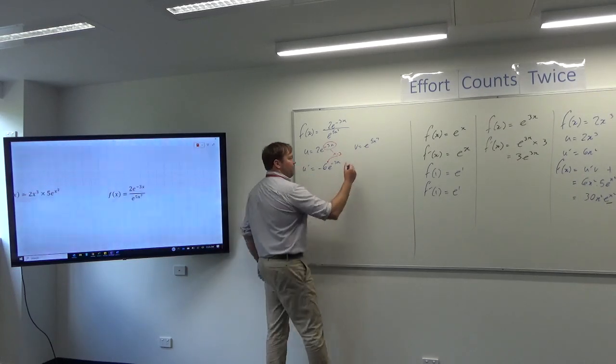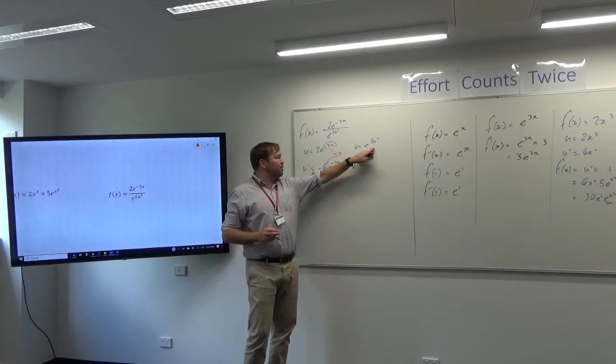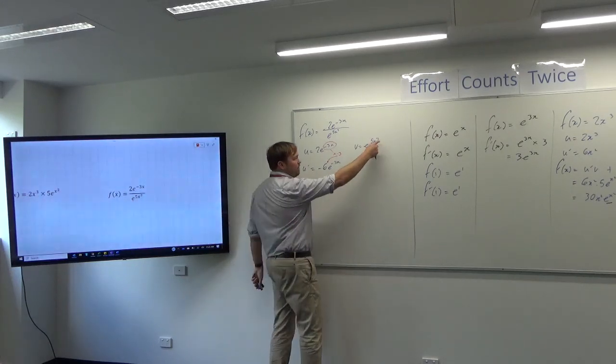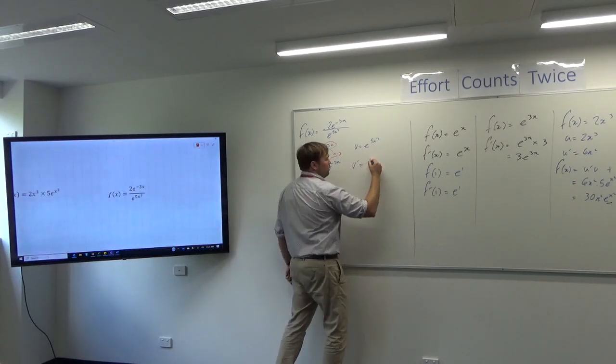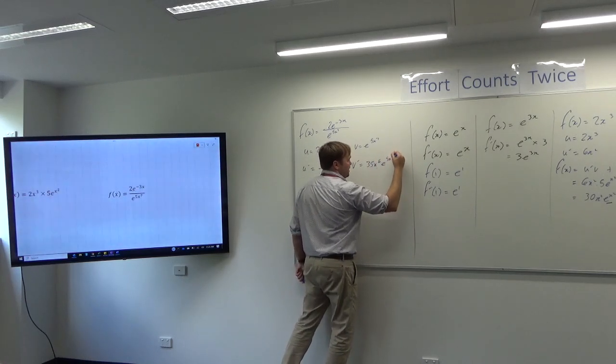v dash. v dash is the same function multiplied by the derivative of the power. So what's the derivative of the power? 35x to the 6. Lovely. e to the 5x to the 7. Nice.